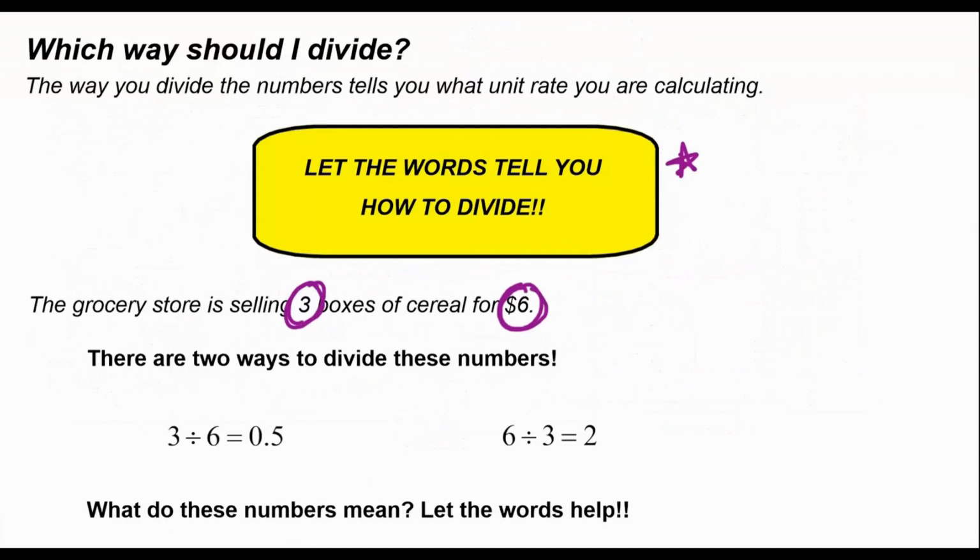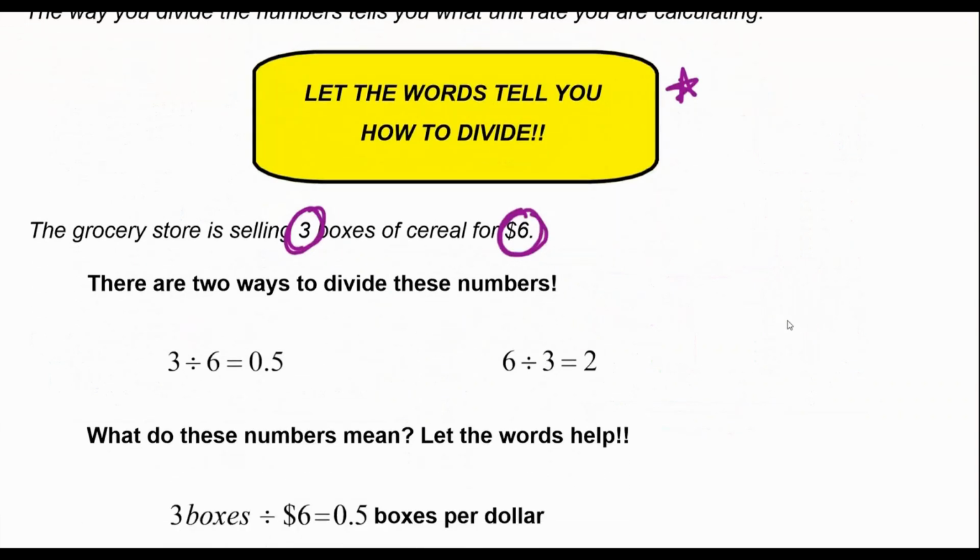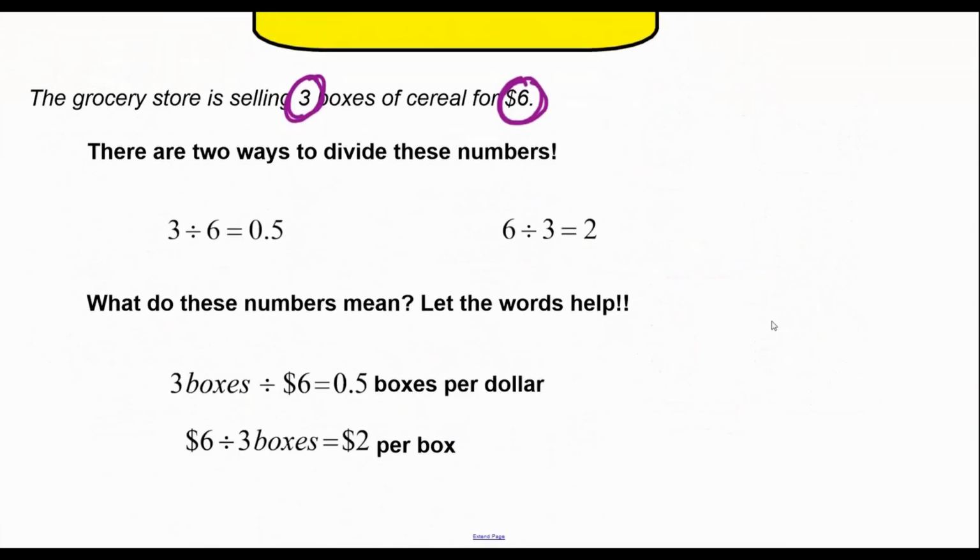So what do these numbers mean? Let the words tell you what you found. If I take 3 boxes divided by $6, that 0.5 tells me how many boxes per dollar I am getting. So I get a half a box of cereal for every dollar. That's the unit rate that I found because that's the order that I divided the numbers. Boxes divided by dollars tells me boxes per dollar.